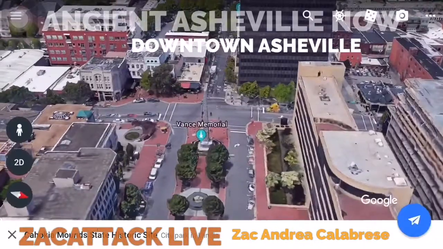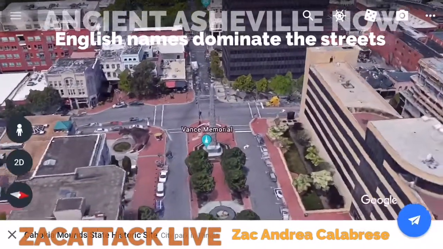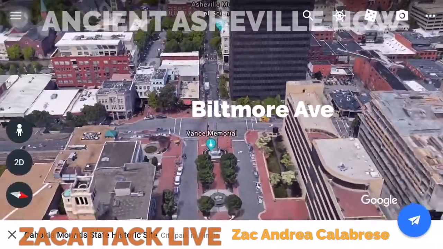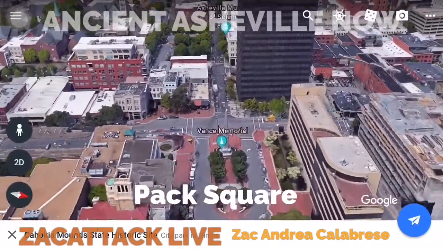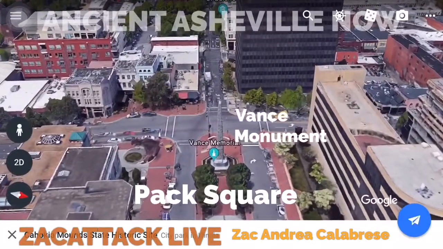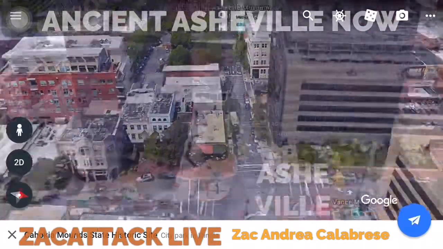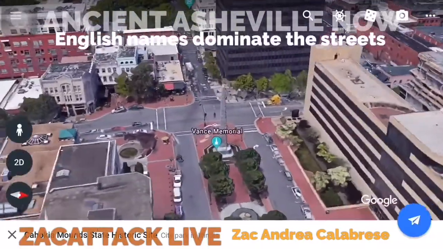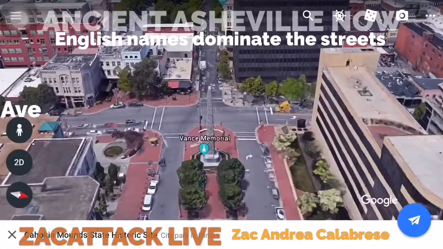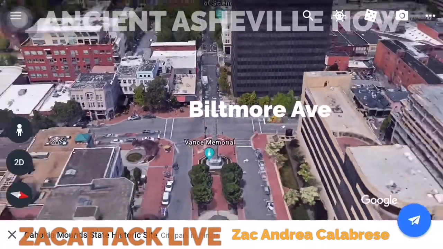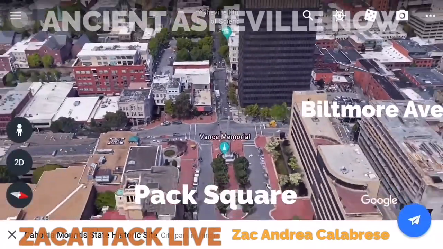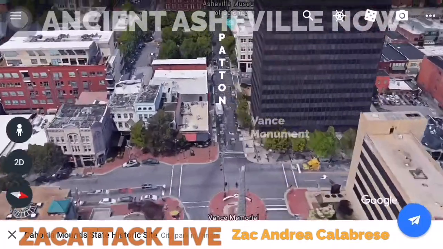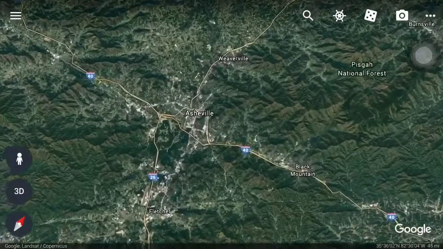Because these are the names of families and people who shaped Asheville, who controlled Asheville, who mined Asheville, and controlled the wealth and controlled the people of Asheville and shaped it and created the landscape that you see now. You see, before the European immigrants came here and mined and colonized Asheville, who was here were the Aboriginals.